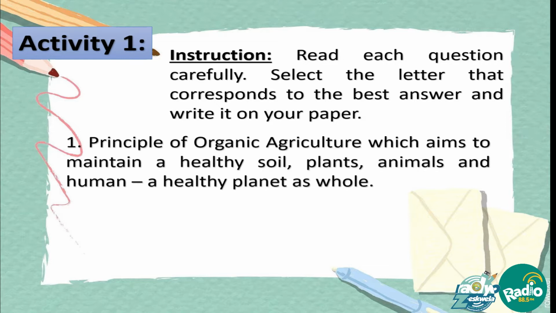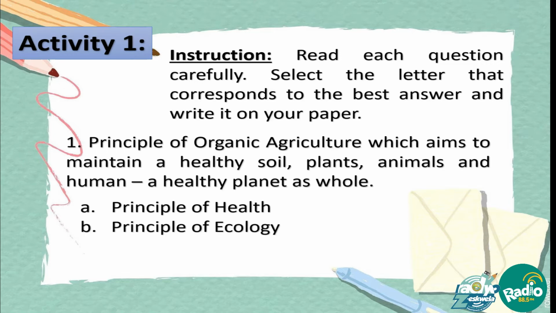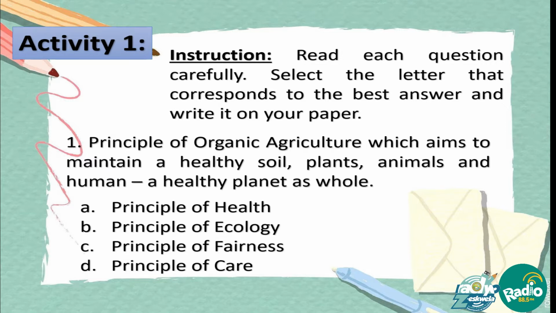Number 1. Principle of organic agriculture, which aims to maintain a healthy soil, plants, animals, and human, a healthy planet as a whole. A. Principle of health. B. Principle of ecology. C. Principle of fairness. And D. Principle of care. Okay, the correct answer is A. Principle of health.